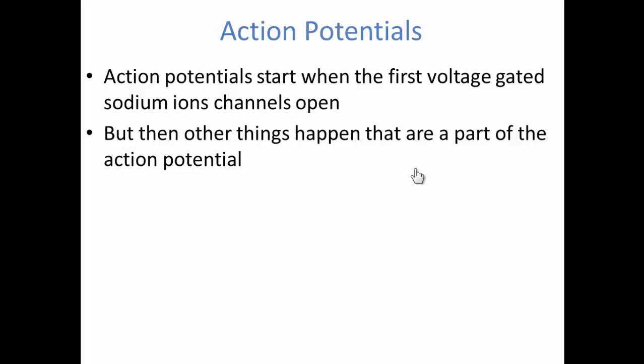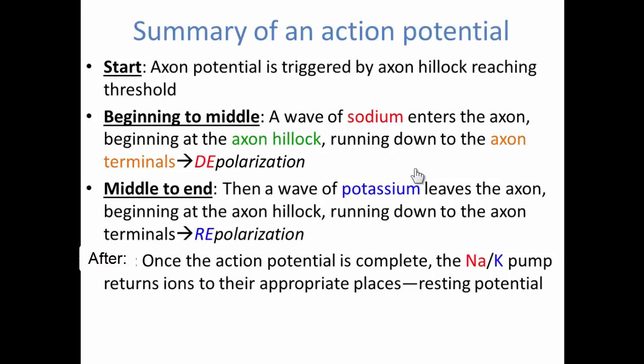So action potentials start when the first voltage-gated sodium ion channels open, but then other things happen that are part of the action potential. So a little summary of an action potential. At the start, the action potential is triggered by the axon hillock reaching threshold. From the beginning to the middle of the action potential, we have a wave of sodium that enters the axon. It begins at the axon hillock and it runs all the way down to the axon terminals.